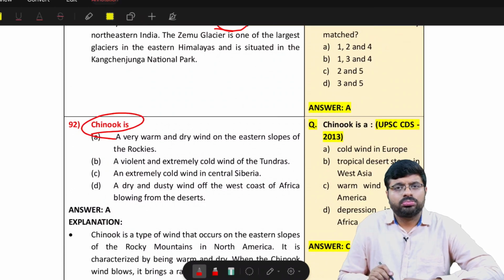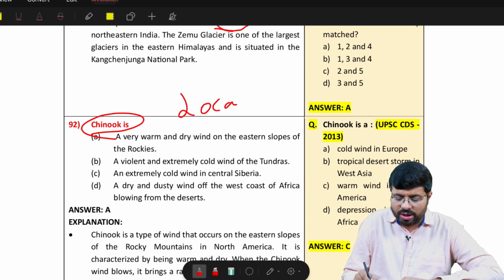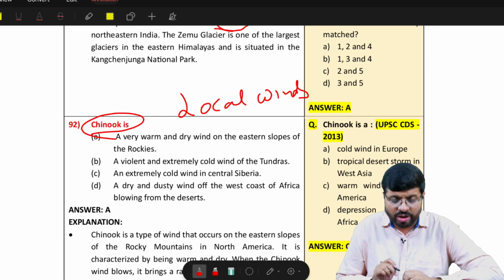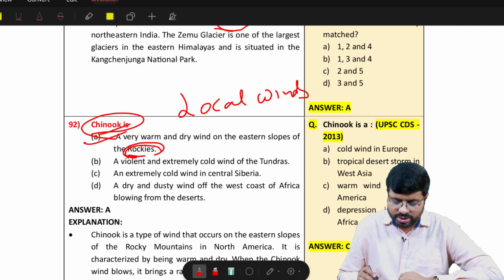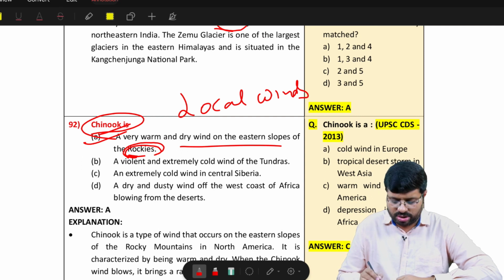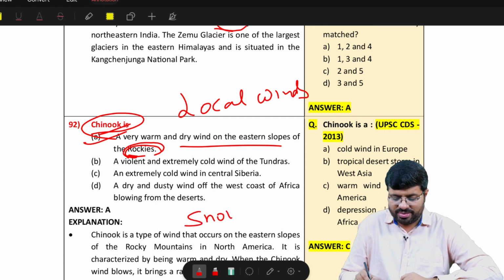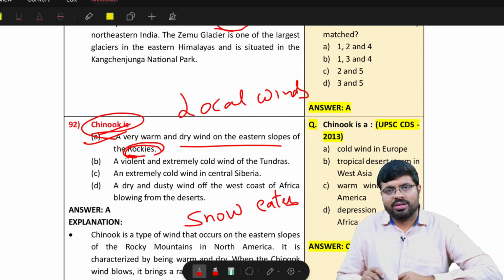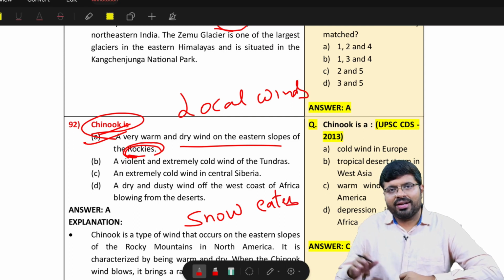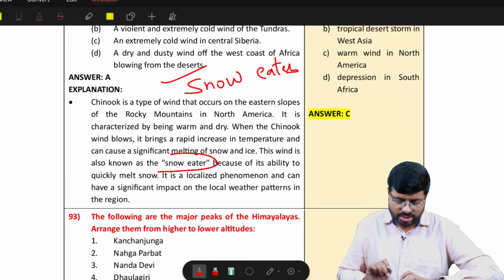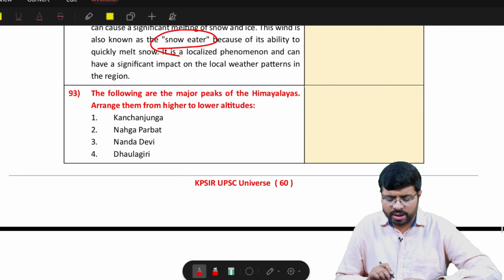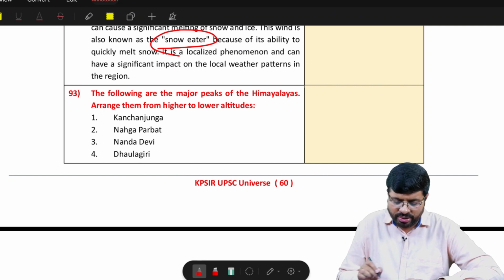Then Chinook. So local winds across the world, at least know by continents. Chinook is a wind of USA. So Rocky Mountains, definitely USA. Chinook, USA. 99A. So this is a warm and dry wind on the eastern slopes of the Rockies. They are called snow eaters. After crossing the Rocky Mountains, they become very dry and they reduce the temperatures by melting the snow. Hence they are called snow eaters.